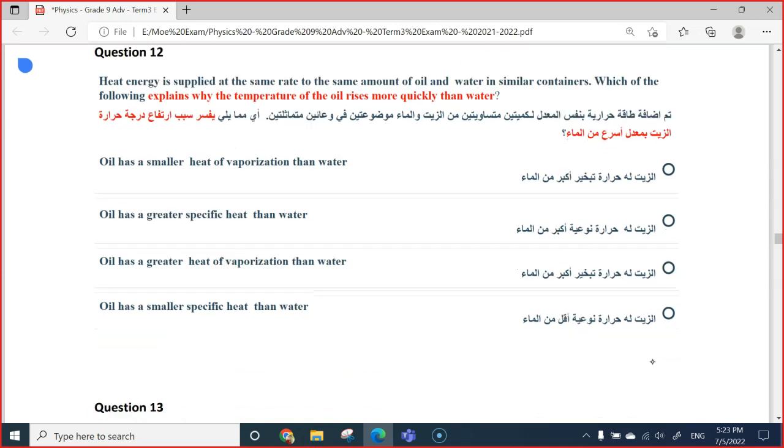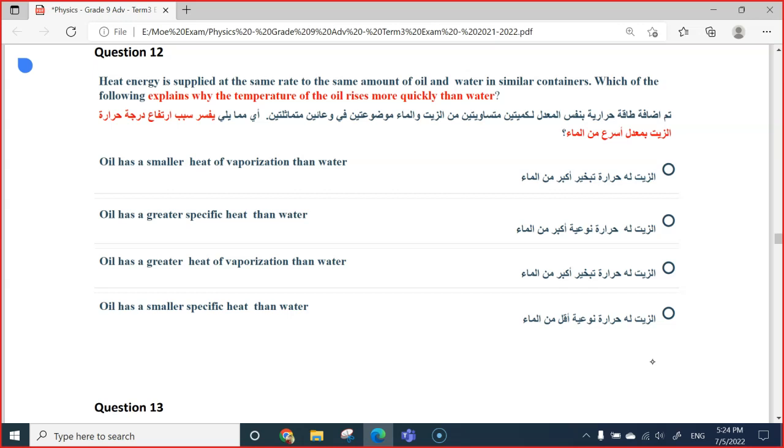Question number 12. Heat energy is supplied at the same rate to the same amount of oil and water in similar containers. Which of the following explains why the temperature of oil rises more quickly than water? Because oil has a lower specific heat capacity. If a material has a lower specific heat, its temperature increases faster.